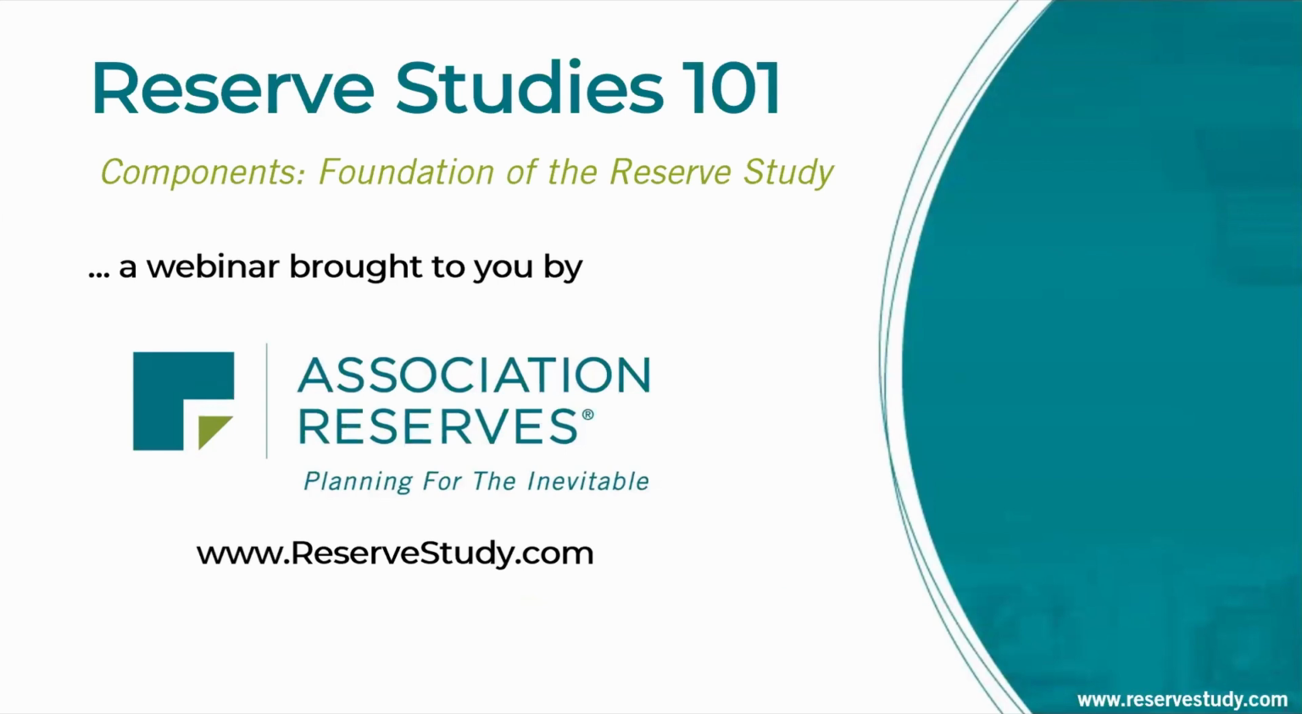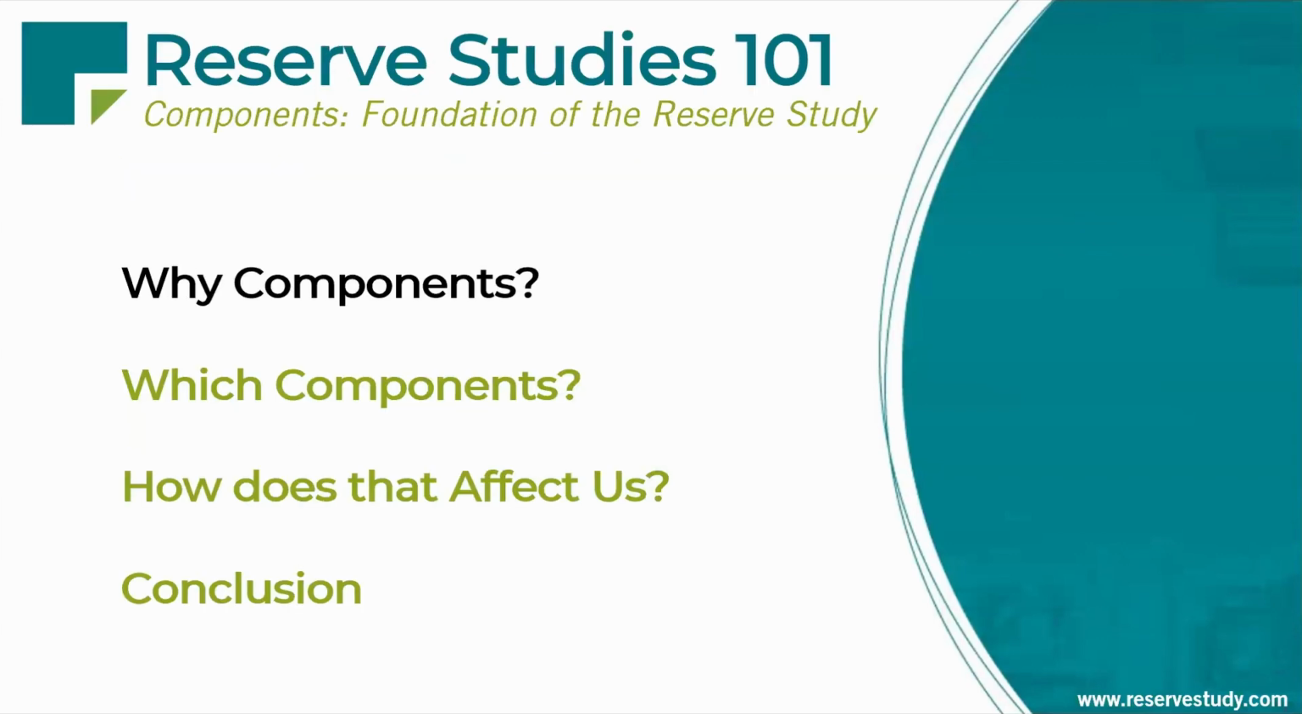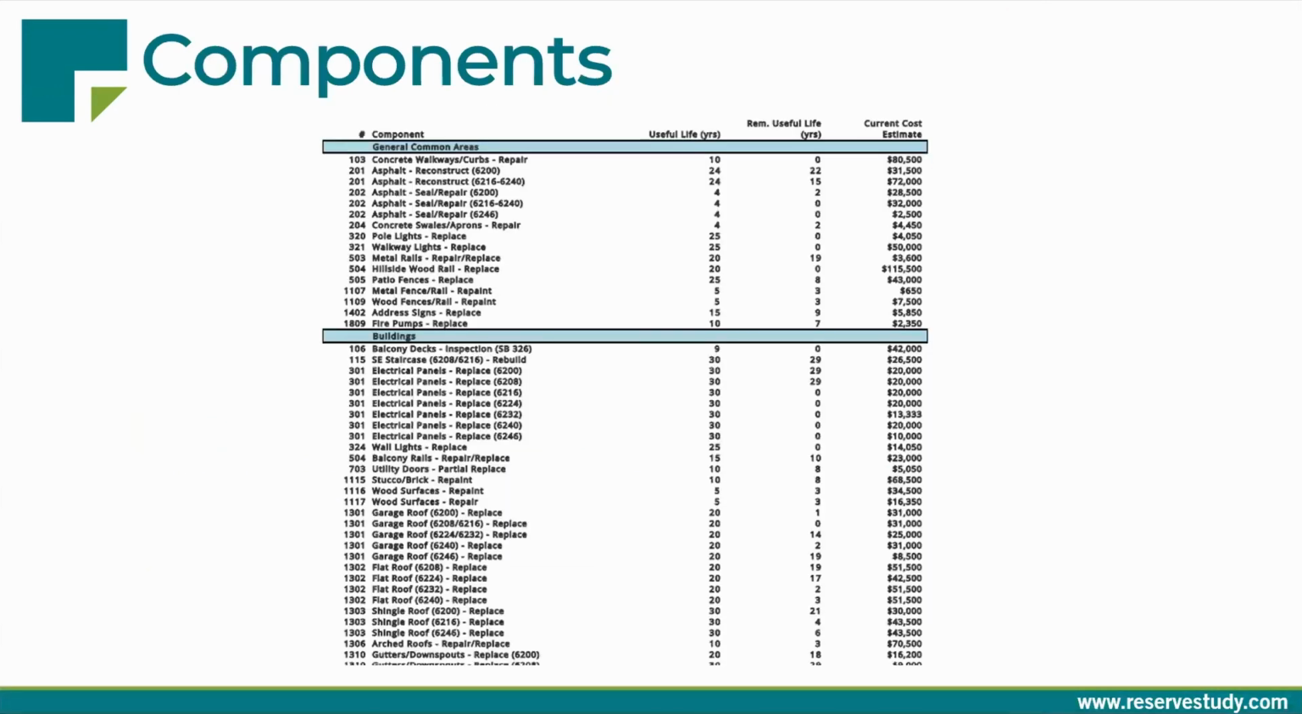We're here to help you be prepared and not surprised for all your upcoming major repair and replacement projects. This is the outline we're going to be using today, and you'll note that before we dive into the answer to the question of which components should appear in our reserve study, we're going to spend a little bit of time on the why. But to start this out, I want to show you a typical component list.